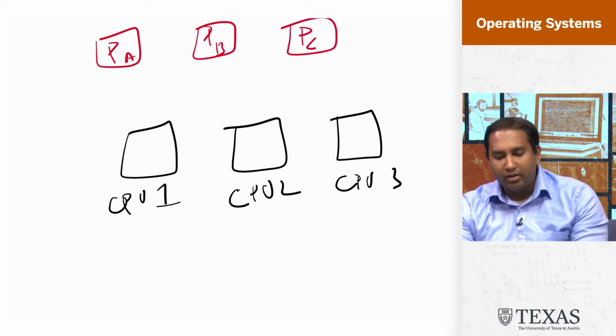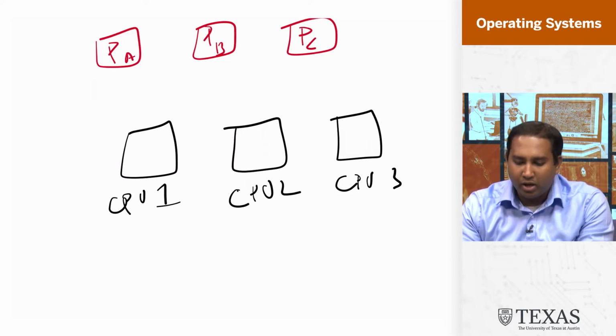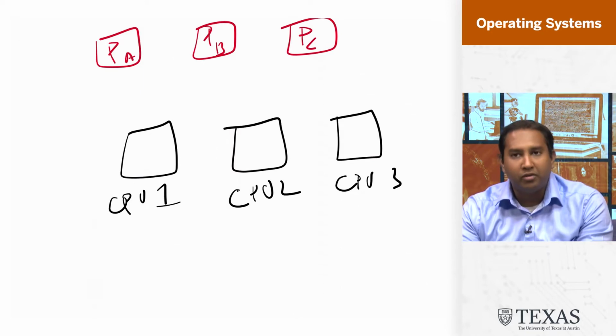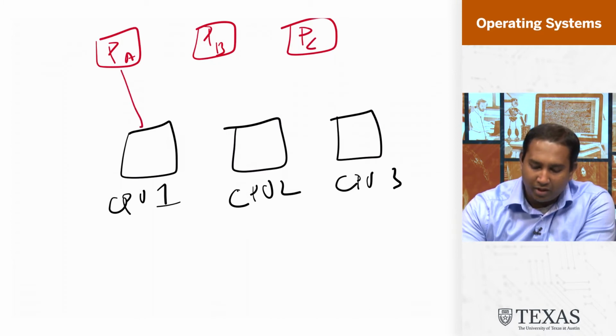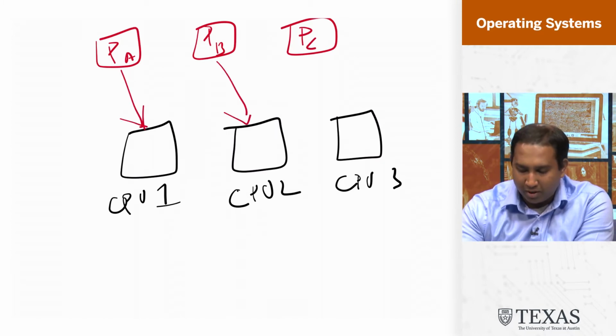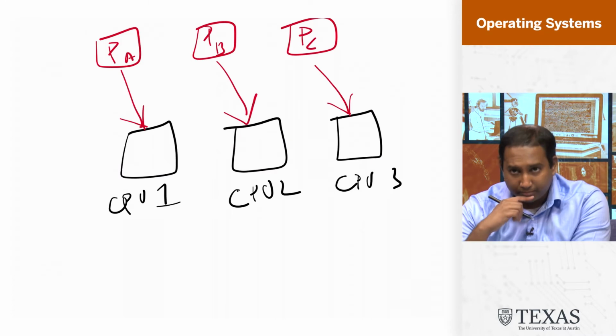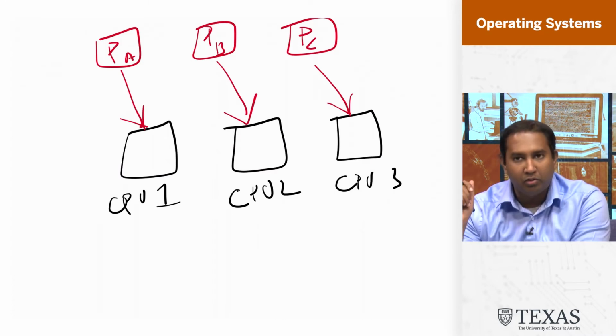Now one other metric that people look at when doing scheduling is load balancing. You have 3 processes that need to be scheduled, and you have 3 CPUs that are waiting for something to run. A fair way to do this would be to say process A runs on CPU 1, process B on CPU 2, process C on CPU 3. This is a fair way to distribute the load. We call this a balanced system.